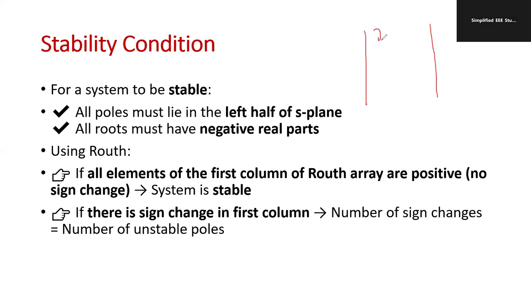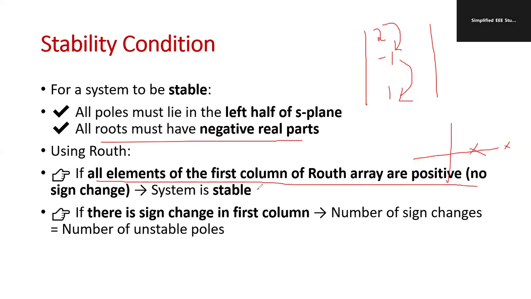For example, you can see 2, minus 1, 1. Here, how many sign changes are there? Sign change 1. This is sign change number 2. If there are two sign changes, remember that there are two poles located in the right half of the S plane. Here, remember that two poles are available in the right half of the S plane. Therefore, the system is unstable. So this is regarding the Routh array and predicting the stability of the system.